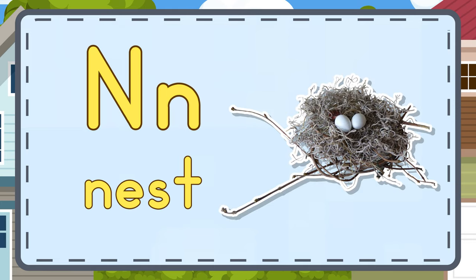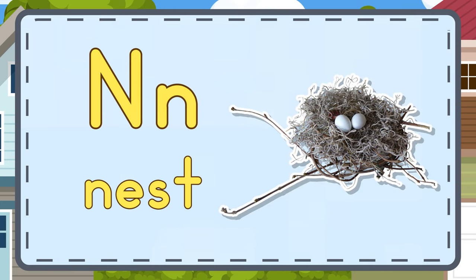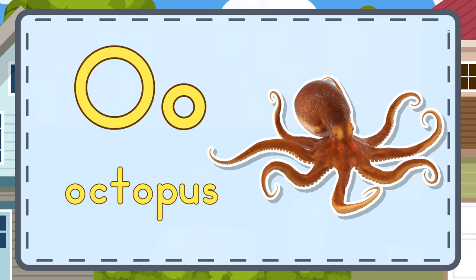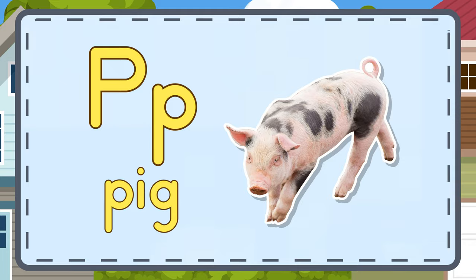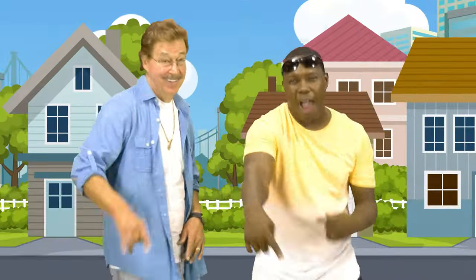Leaf. M says m, m. Mouse. N says n, n. Nest. O says ah, ah. Octopus. P says p, p. Pig. Rap the alphabet. A to Z.